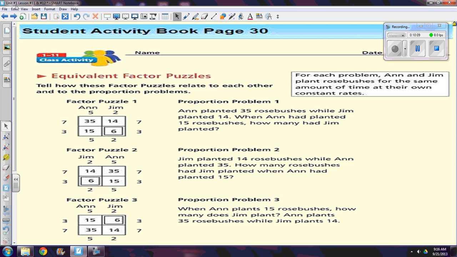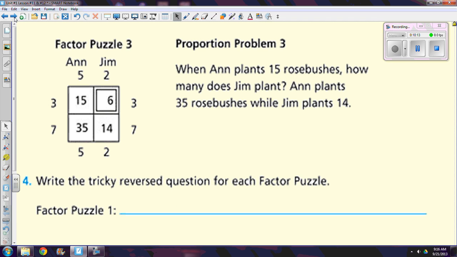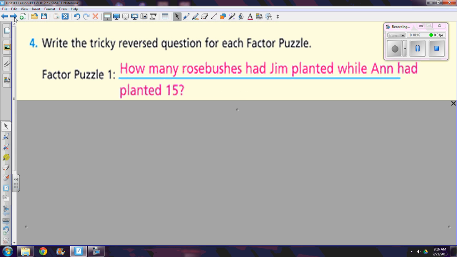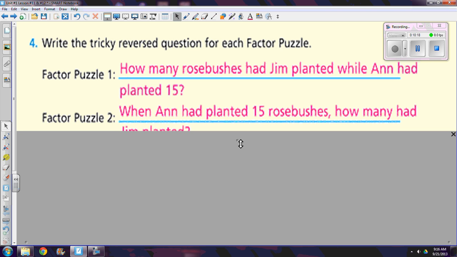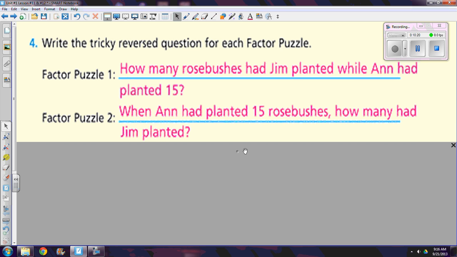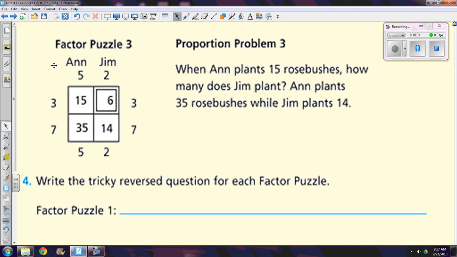So let's look at what they have for the write-up for puzzle number 2. So number 4, factor puzzle 1, looks like that. And then factor puzzle 2: when Ann planted 15 rose bushes, how many had Jim planted? And then let's look at factor puzzle 3, and that's this one right here. When Ann plants 15 rose bushes, how many does Jim plant? Ann plants 35 rose bushes while Jim plants 14. Just another way of representing the same data.